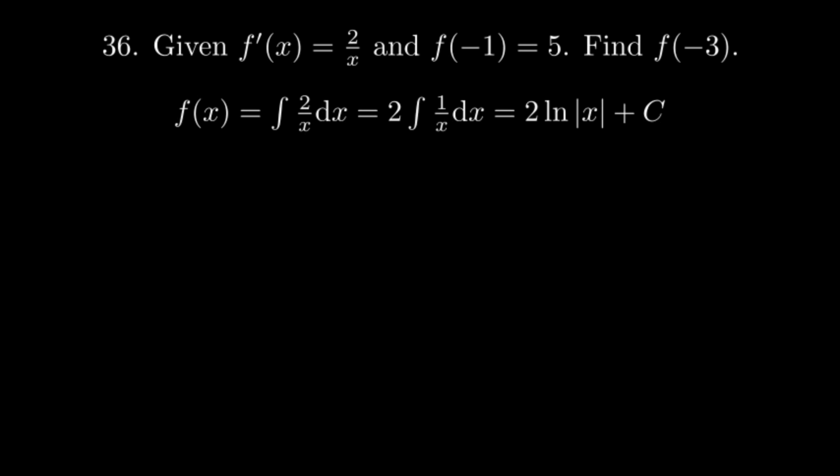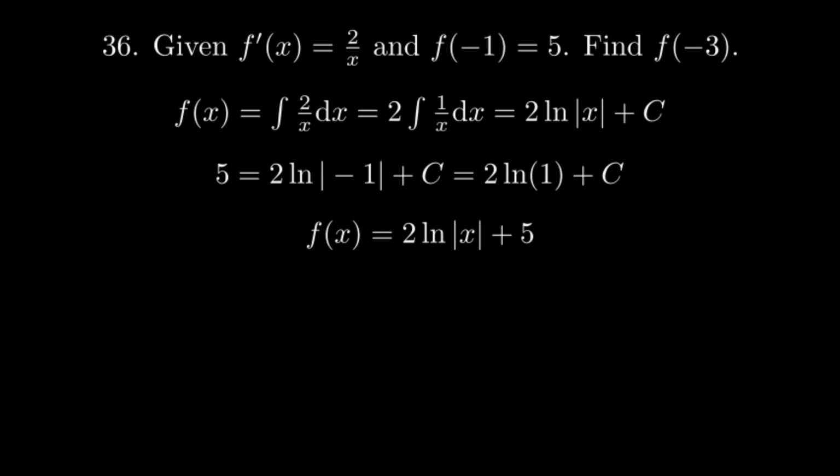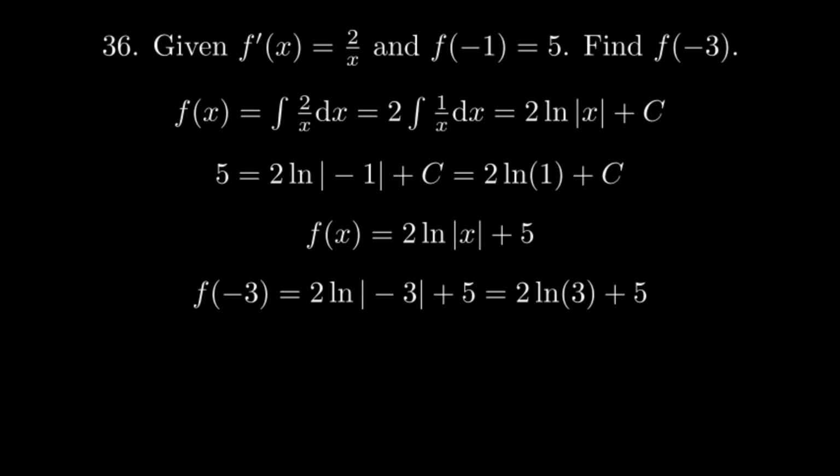Now we use the given condition f(-1) equals 5 to find the constant c. Since ln 1 equals 0, we have c equals 5. Now we can find f(-3). So the exact value of f(-3) is 2 times the natural logarithm of 3 plus 5.